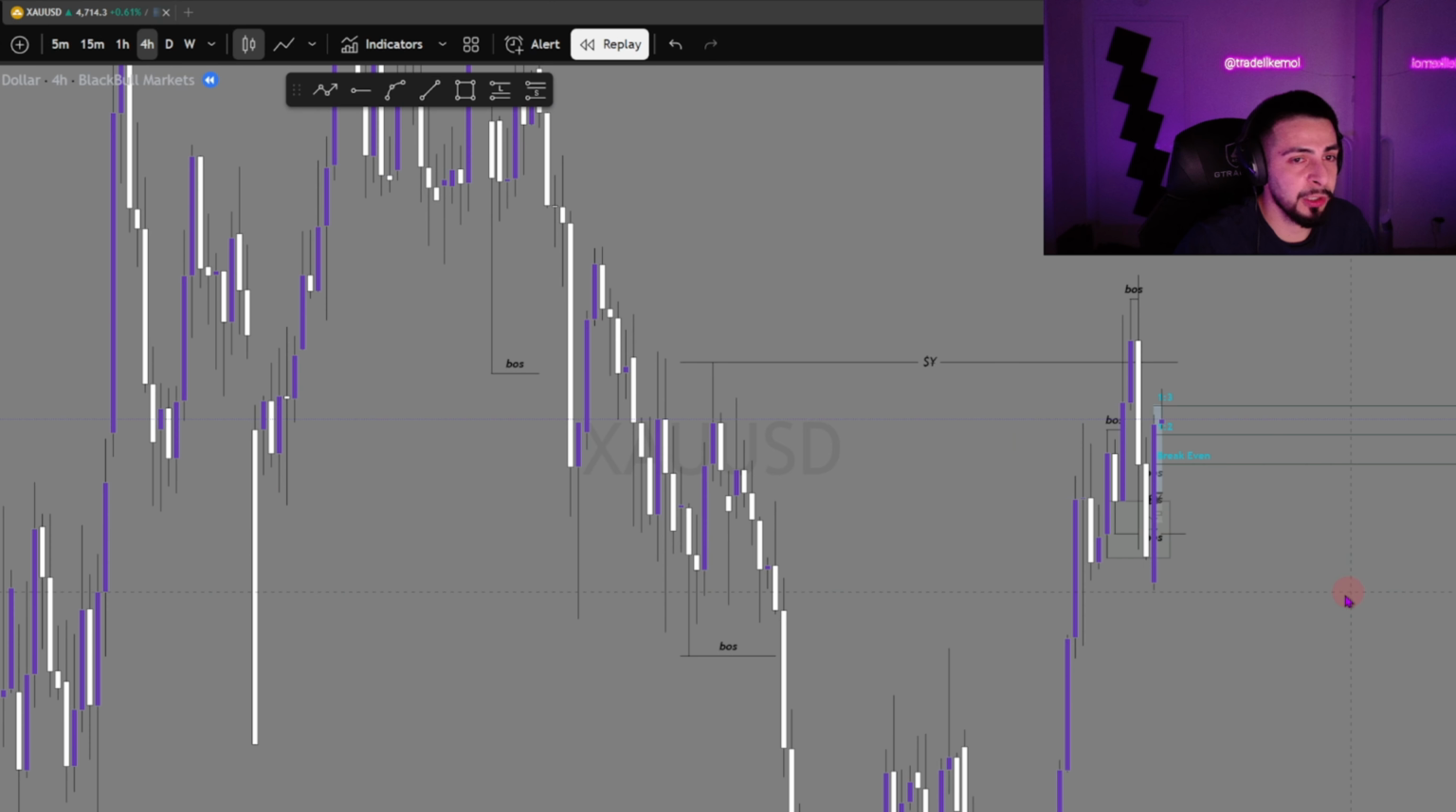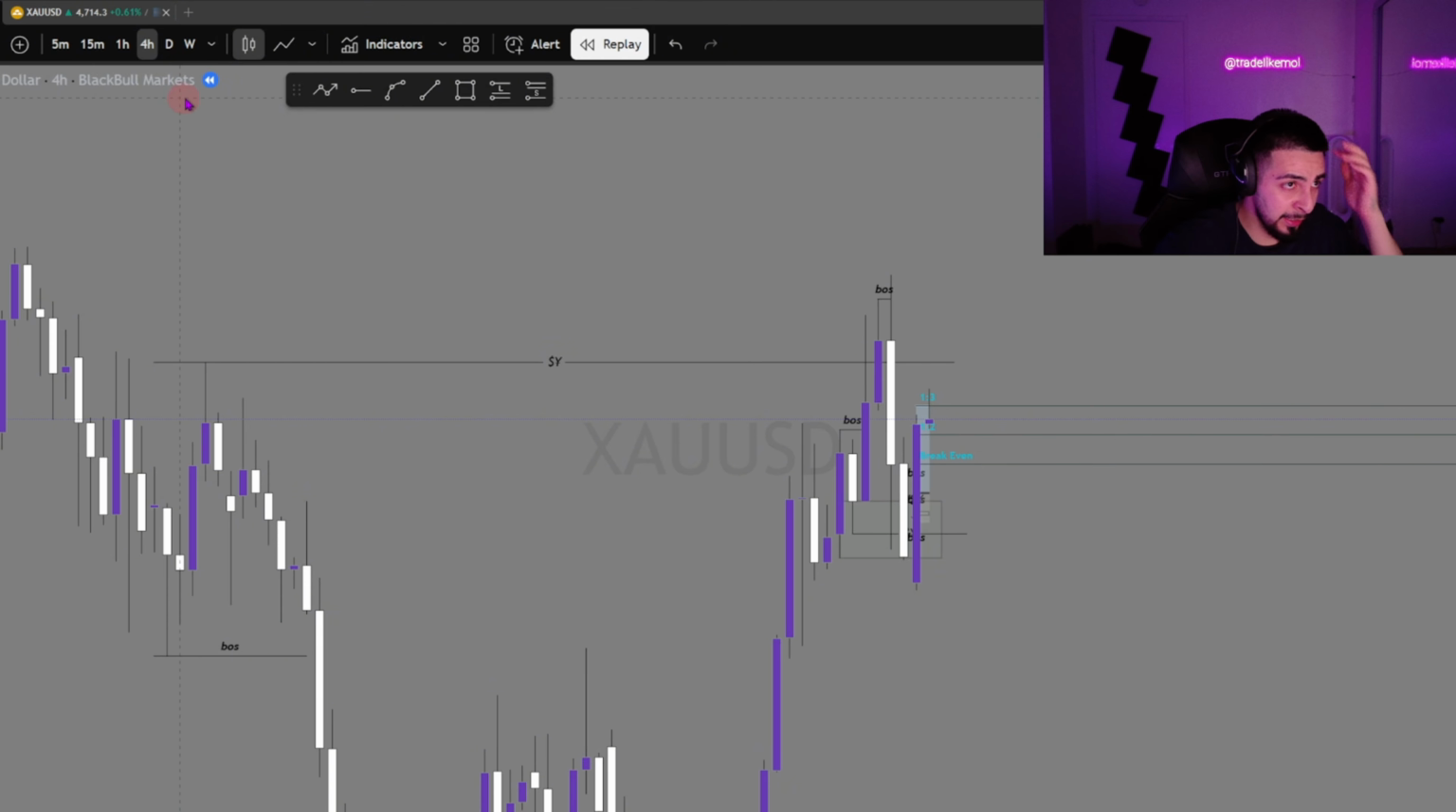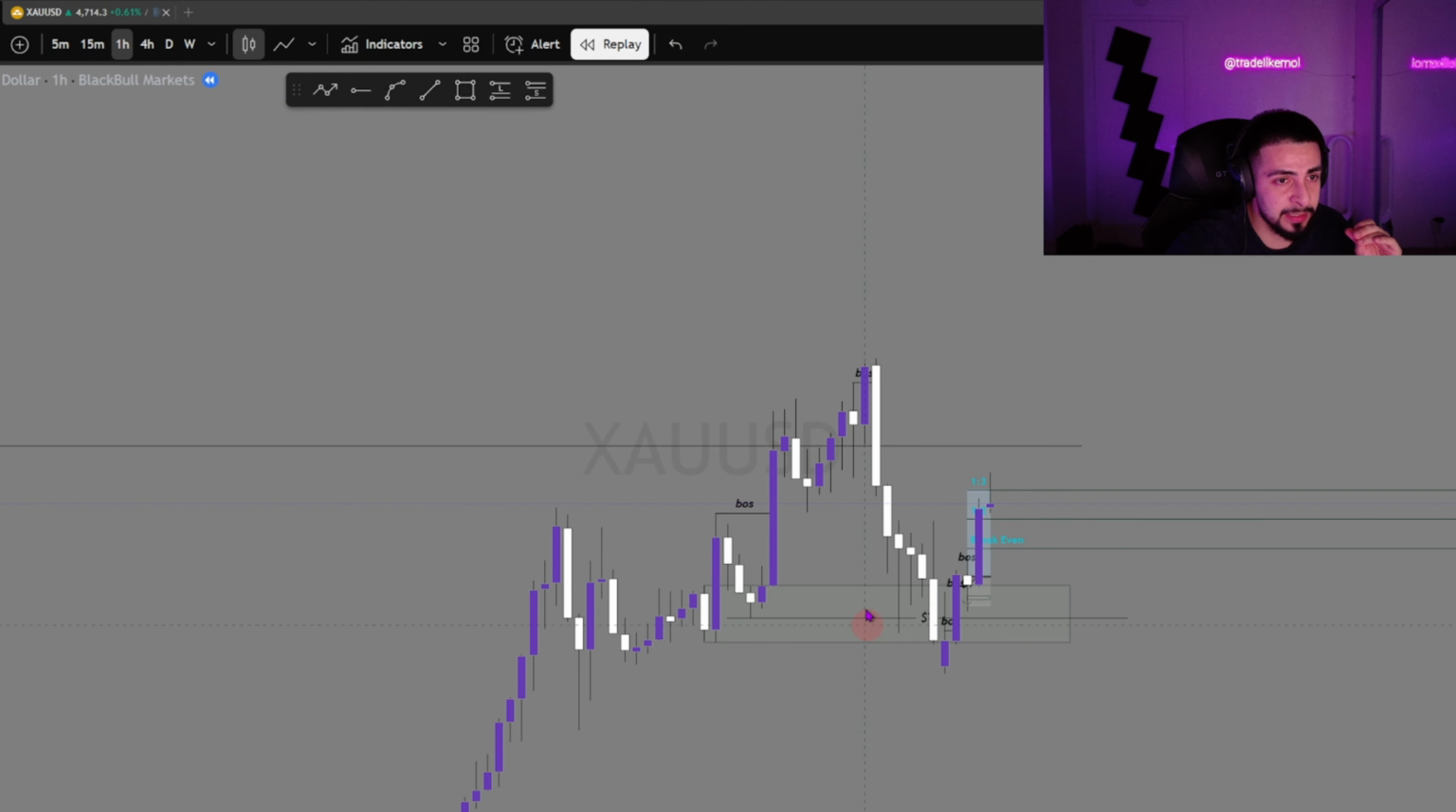And the most important thing is understanding where liquidity is. Okay, I know the daily in the morning was telling us sells, right? Because we swept liquidity up here on the daily, but the 4-hour turned bullish later that day. So we want to be looking for short-term buys, right? Exactly what happened.